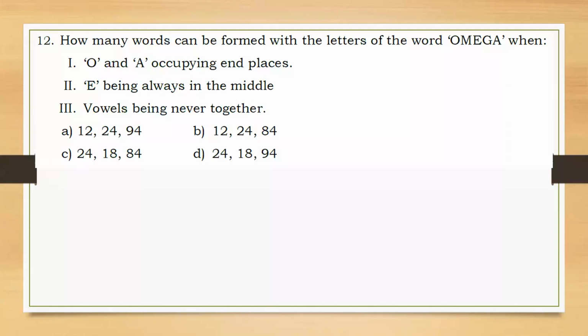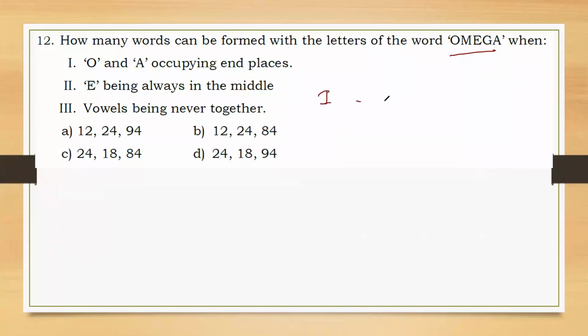So how many words can be formed from the letters of the word OMEGA, such that O and A occupy the end places? Okay, most of them got the right answer. Yes, Sanju. Yes, Surya. Good. Omega. O and A occupy the end places, right?